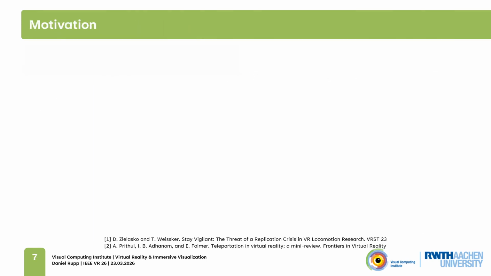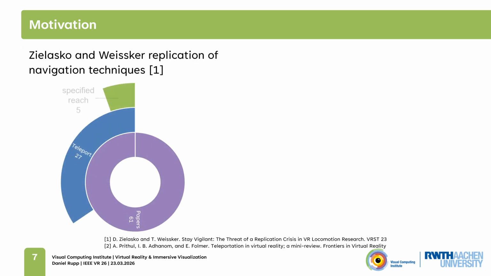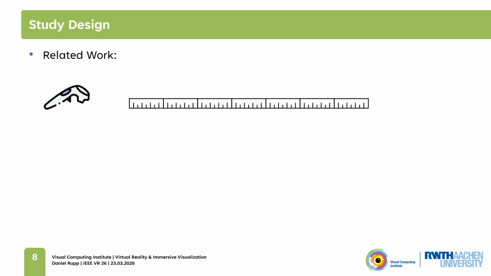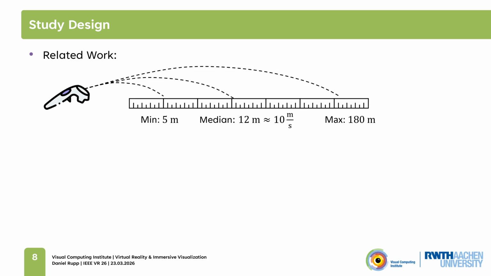When looking into other papers to figure out what values for the velocity or what the maximal reach of the used teleportation technique was, we quickly found out that this is something that is rarely reported in the literature. We looked at 2 review papers, and only 5 out of 27 and 1 out of 13 reported the maximal reach or the velocity of the teleportation technique. If values were reported, the maximal reach ranged between 5 and 180 meters, with around 12 meters on average.